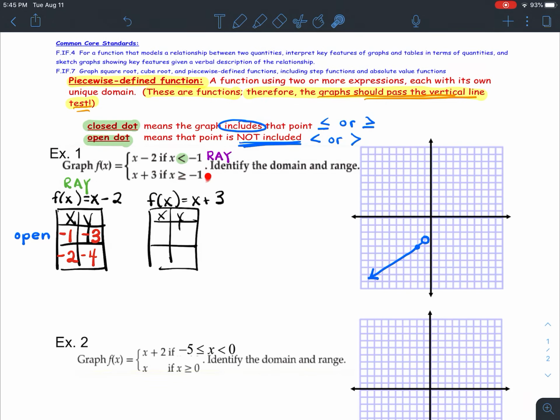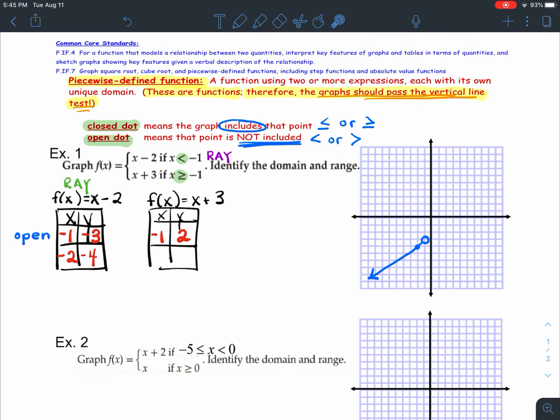Go ahead and make an XY chart. I'd like for you to write the equation of this piece up above it. So f of x = x + 3. Okay, let's go ahead and use the one number they give us. That's the -1. We're going to plug that in for this x, add 3 to it, we get 2.